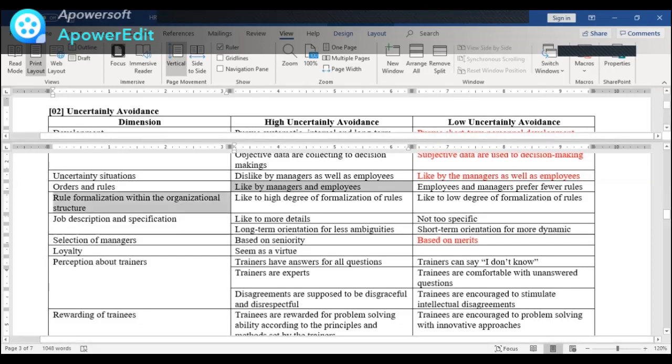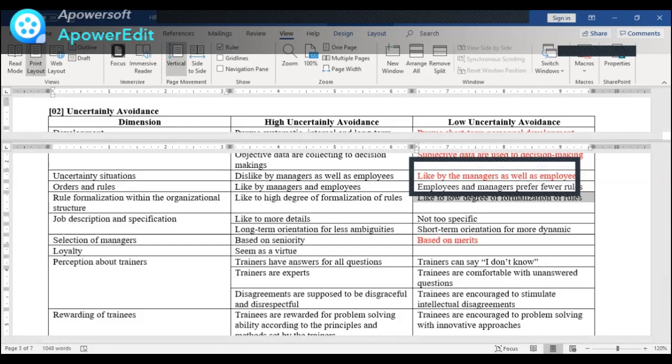Then rules formation within the organization structure. In high uncertainty avoidance, employees like a high degree of formalization of rules. However, in low uncertainty avoidance, workers like a low degree of formalization of rules. They do not like more formalized rules.